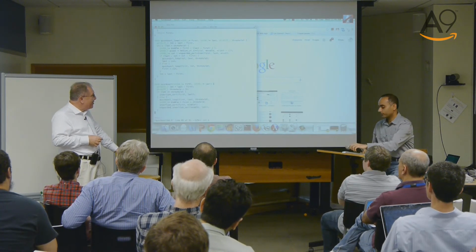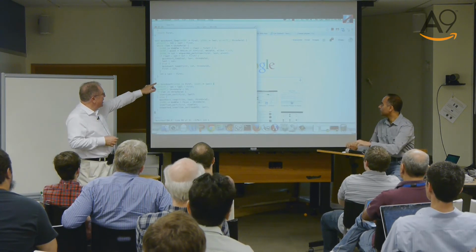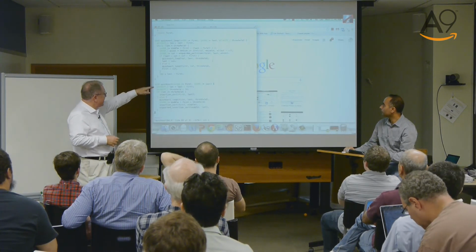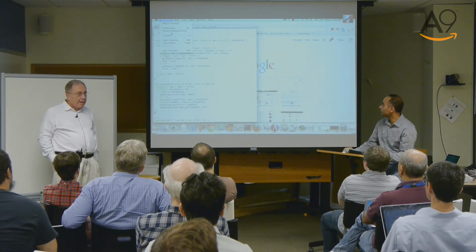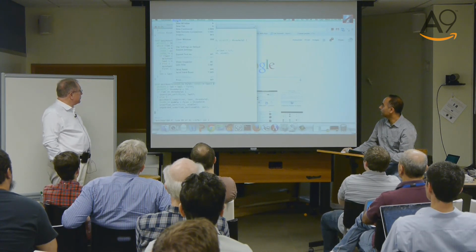Could we look at Java side by side? Is there some way of placing the same thing? New window.